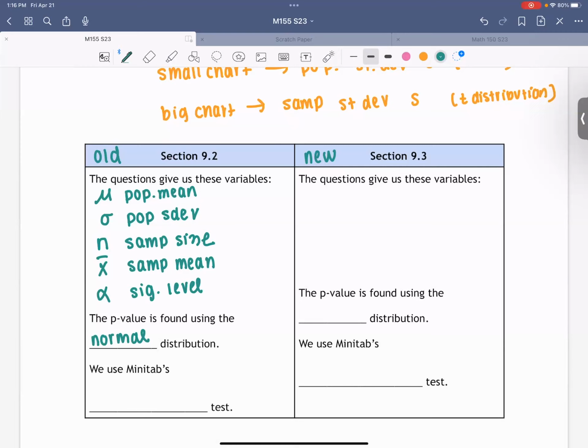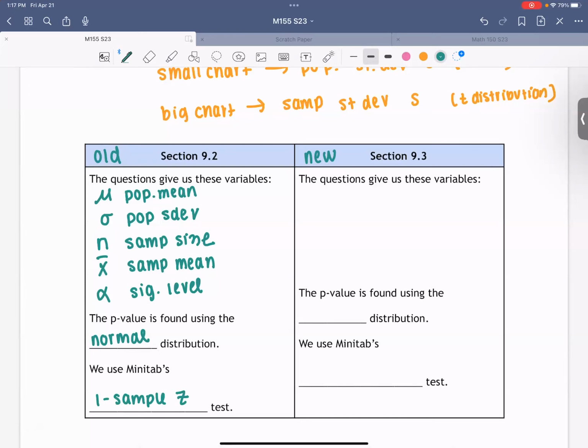I don't think I even said that during class on Wednesday, but you do use the normal distribution to find the p-value, okay? And to find the p-value, I told you that you could learn the by hand method, and that's totally fine if you want to do that. But the easier way to find these p-values is to use Minitab. And in particular, you go to Stat, Basic Statistics, and One Sample Z-test, right? That's the test that we use on Minitab. So that summarizes what we did on Wednesday, the problems, what they give us, and the test that we use on Minitab.